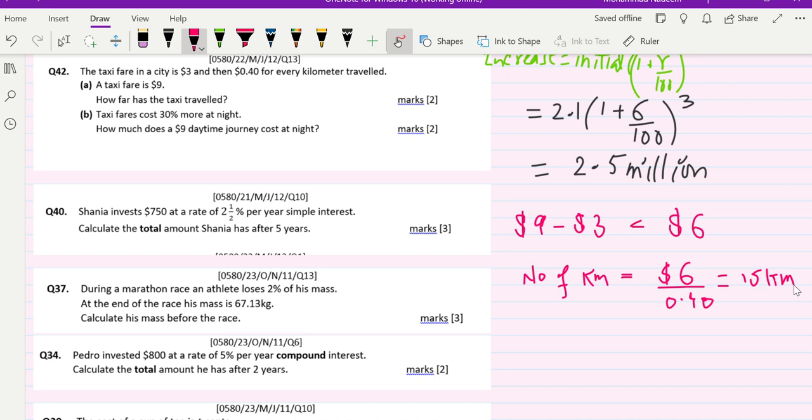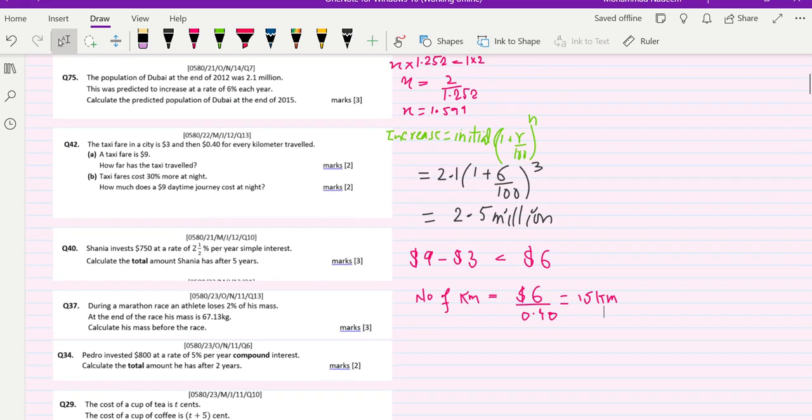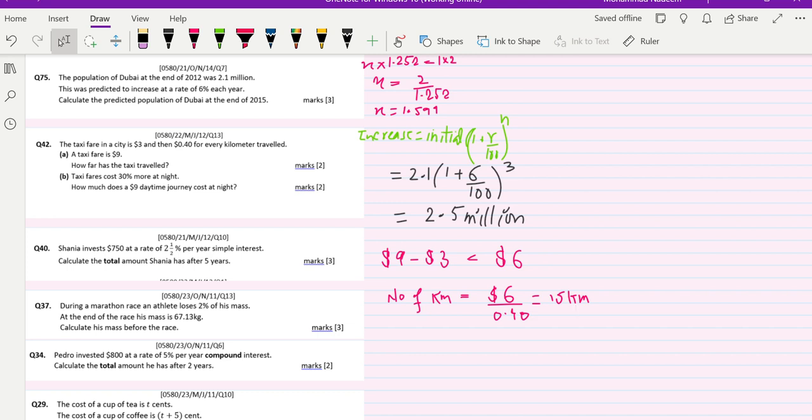Okay, taxi fare costs 30% more at night. How much does a $9 daytime journey cost at night? So at night the taxi fare increased by 30%. So again it is a question from percentage increase decrease. As usual we use the method old ratio new. So go for that method.